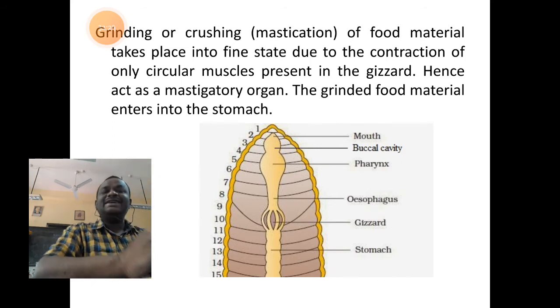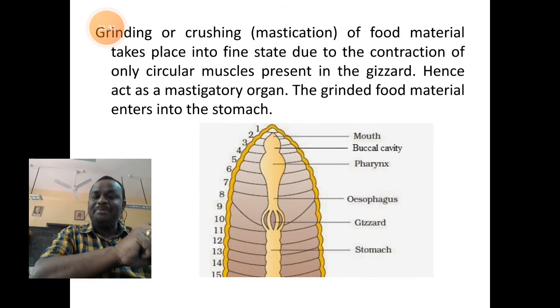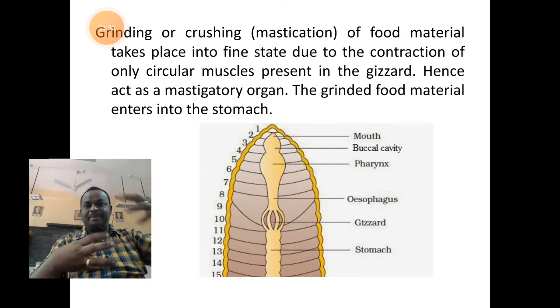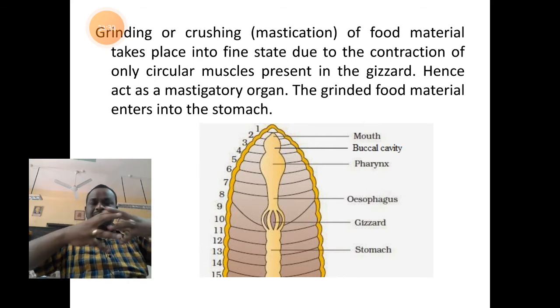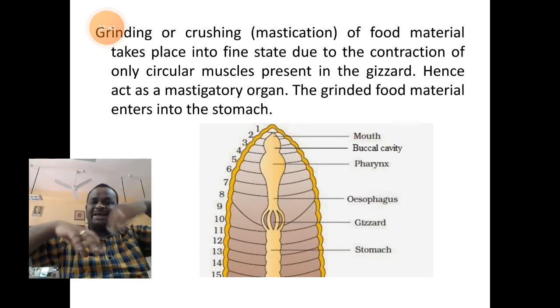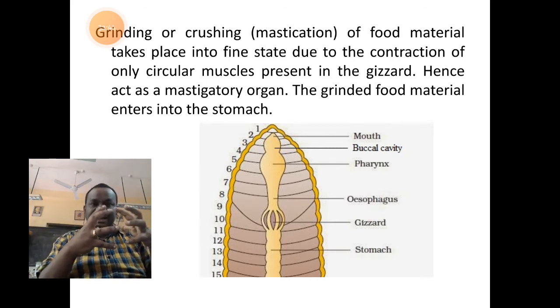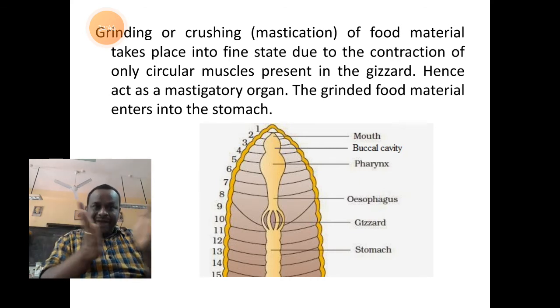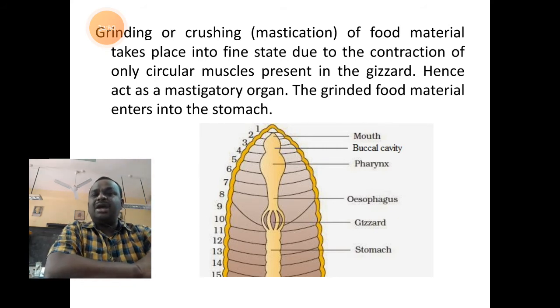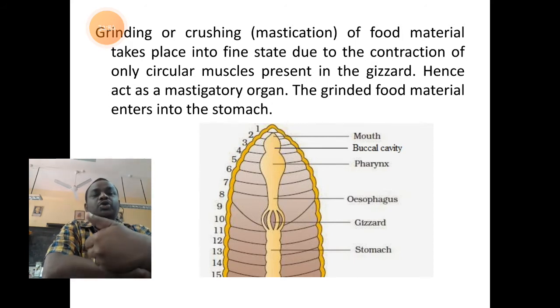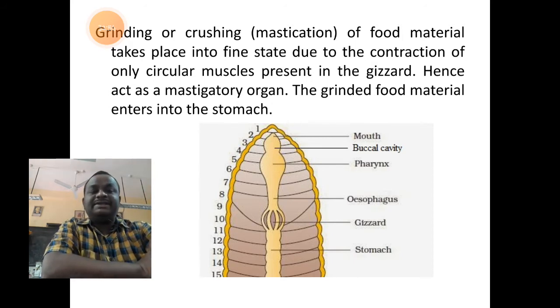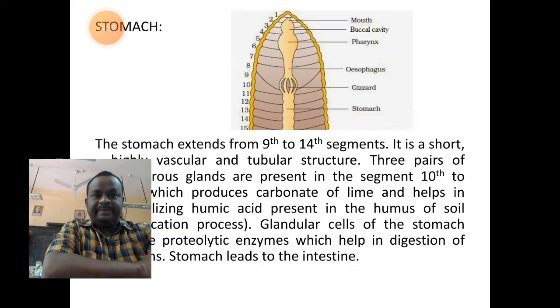So, the gizzard is made up of only one type of muscles which we call circular muscles. Because of the circular muscles, when all the muscles in circular position act on the food, they crush the food, and hence the mastication process takes place. So, after grinding, the food is now thrown from gizzard into the next part called the stomach.